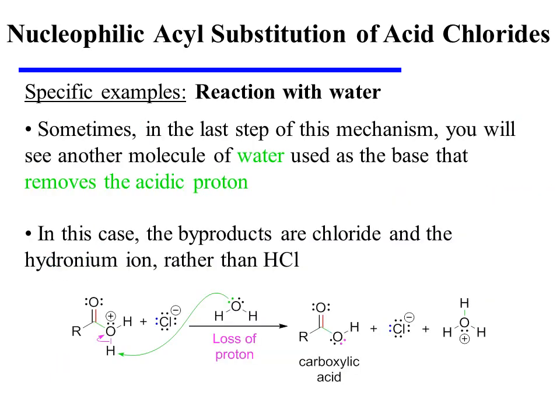On the previous slide, chloride was used as the base to remove the proton from the oxonium ion. However, you may sometimes also see another molecule of water being used as the base to serve that function. In this case, the byproducts are chloride and the hydronium ion rather than HCl, as we saw on the previous slide.